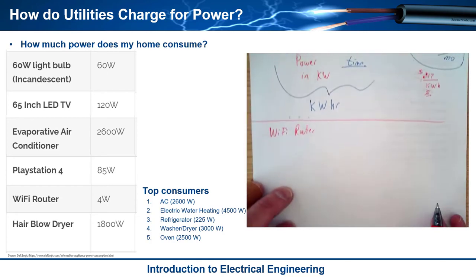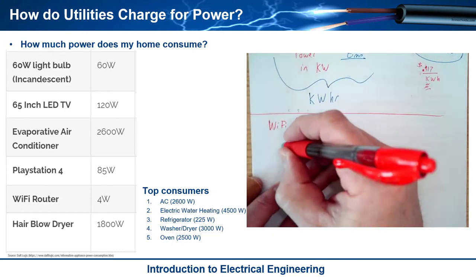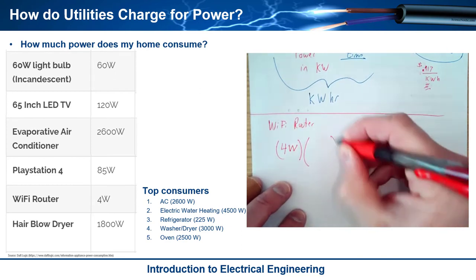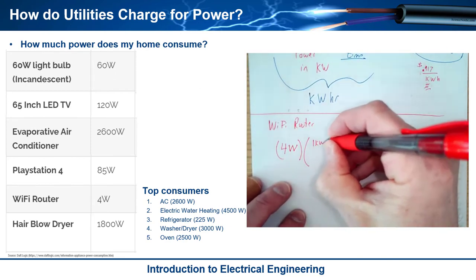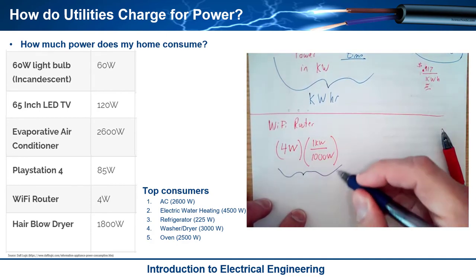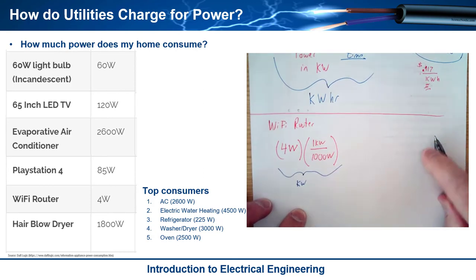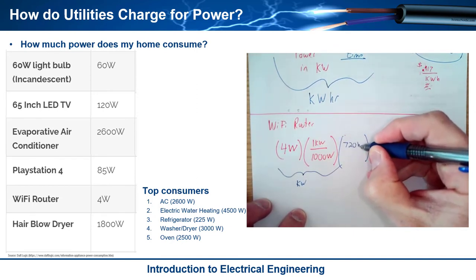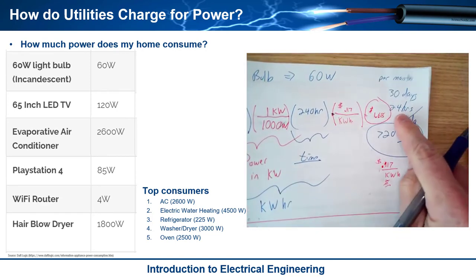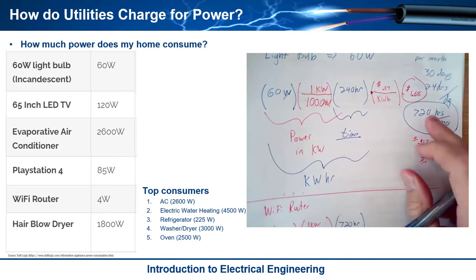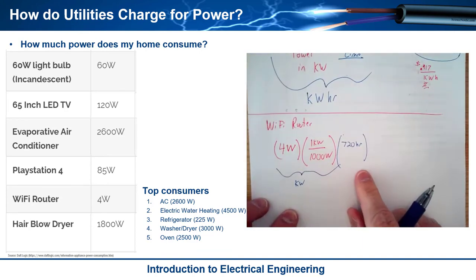So let's figure out how much that costs. The router is going to be 4 watts, but I need to convert that into kilowatts. 1 kilowatt is the same as 1,000 watts. So now I have my power usage in kilowatts. Then I'm going to multiply that by hours, a full 720 hours. Where did I get that? From 24 hours a day, 30 days in a month. 720 hours means this thing's running 24 hours a day every single day in the month.